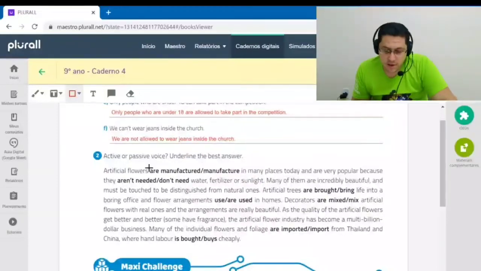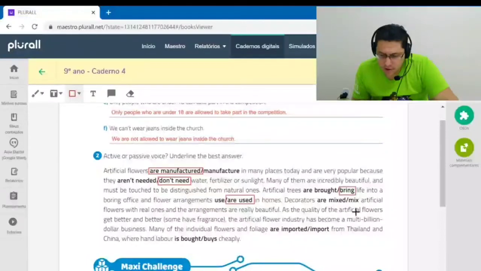Elas são produzidas. Are manufactured in many places today and are very popular because they don't need water, fertilizer, or sunlight. Many of them are incredibly beautiful and must be touched to be distinguished from natural ones. Artificial trees bring life into a boring office, and flower arrangements are used in homes.